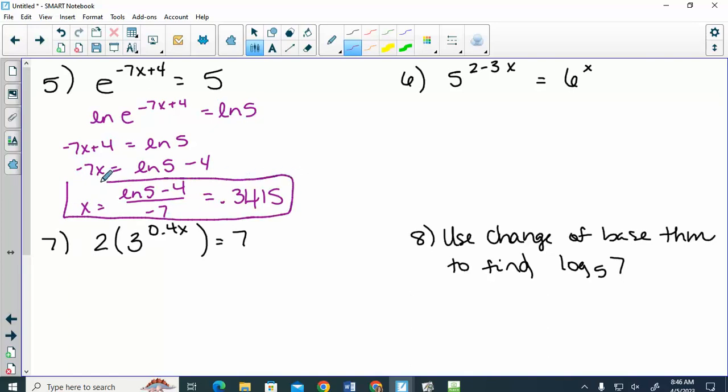On number 6, what do we do? Put it in log. Yep, add a log to each side. And when you do that, your exponent comes down in front. Because this exponent had 2 terms, we have to distribute. So we get 2 log 5 minus 3x log 5.